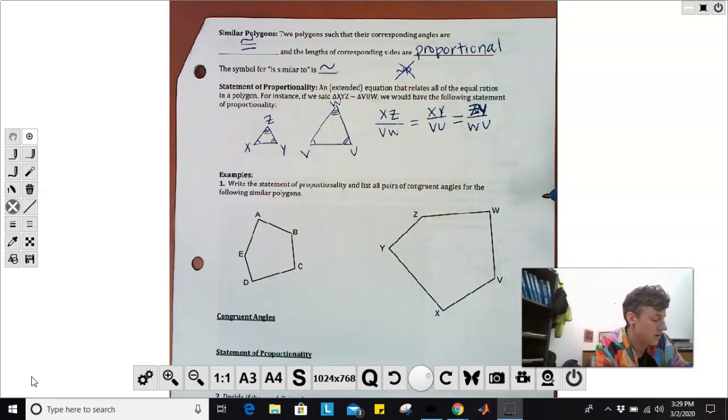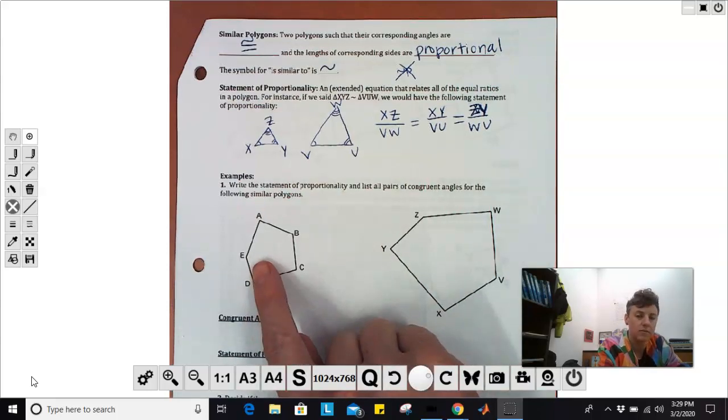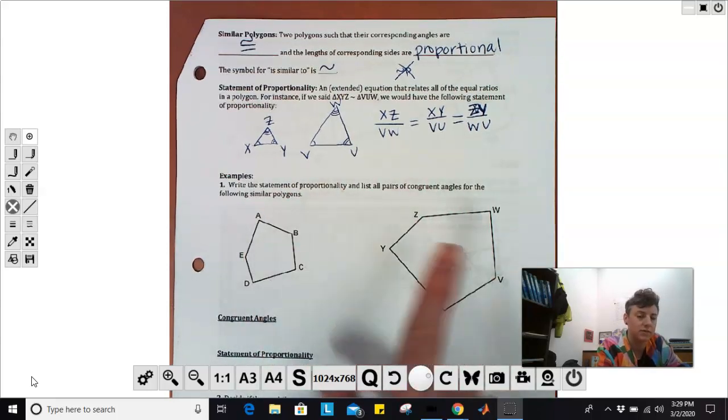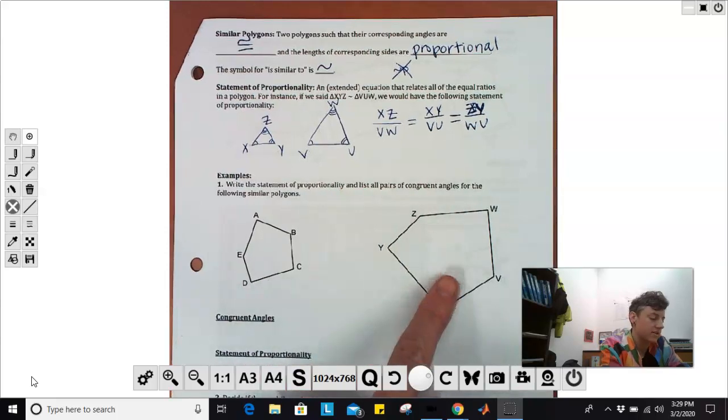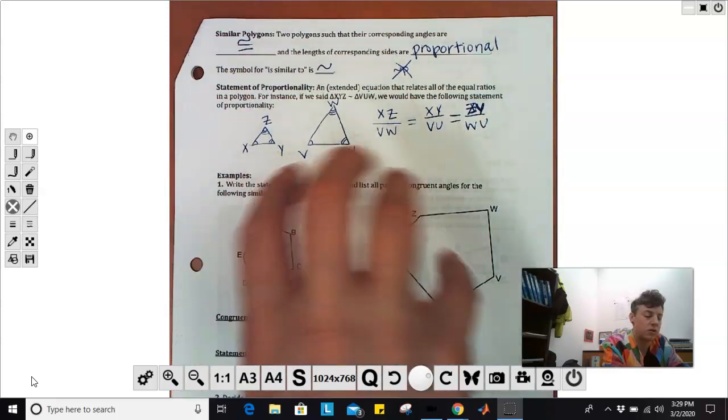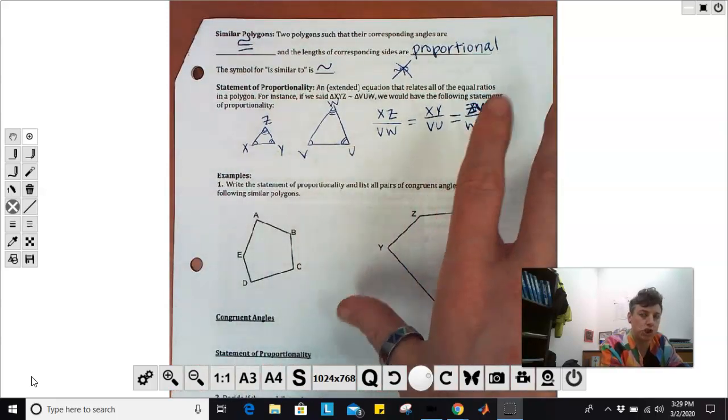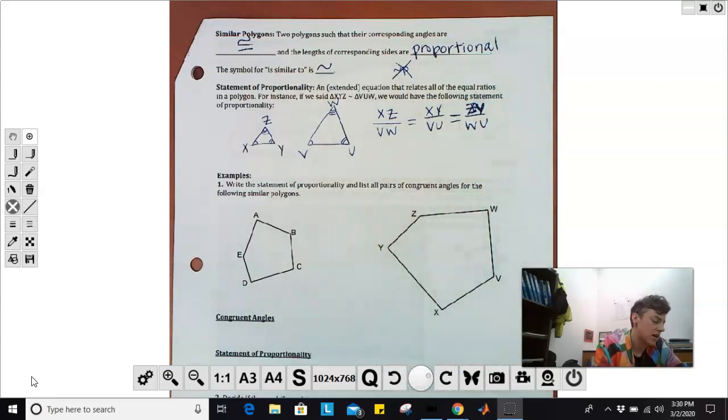Cool. All right. Example number 1, let's write a statement of proportionality and list all the pairs of congruent angles for the following similar polygons. Can we see what happened? Like how these guys are related to each other. Like it rotated, and they got bigger. So let's list all the pairs of congruent angles first.